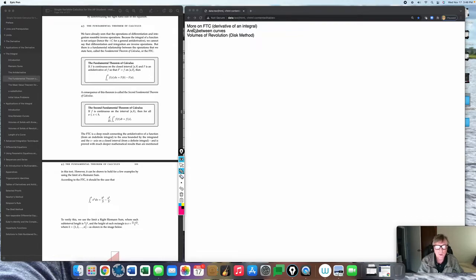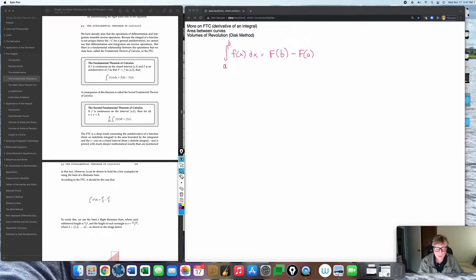The first one is I want to talk a little bit more about the fundamental theorem of calculus, especially when it comes to the derivative of an integral. The first fundamental theorem of calculus, if you recall, states that the definite integral from a to b of any function that is continuous on the interval is found by taking the antiderivative evaluated at b and subtracting the antiderivative evaluated at a. And this is what we've been using to evaluate definite integrals for a while now, right?